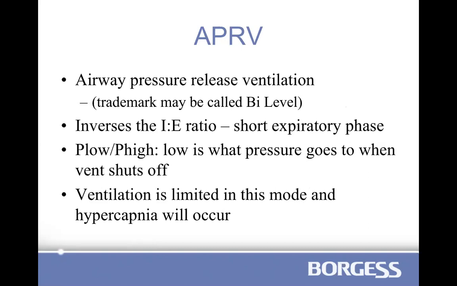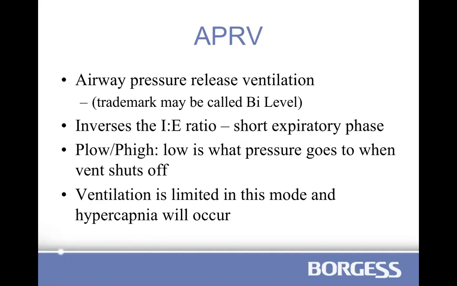APRV, again, I'm not going to go into very much on this lecture. I will do another lecture on APRV itself. This is called airway pressure release ventilation. Sometimes it is trademarked by some ventilator companies to be called bi-level, which is a little bit different on some ventilators. What it kind of does is it inverses your I/E ratio. It allows a very short expiratory phase. So long inhale, and then exhale quick, inhale again.